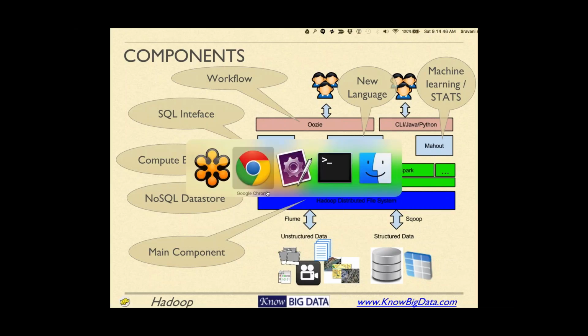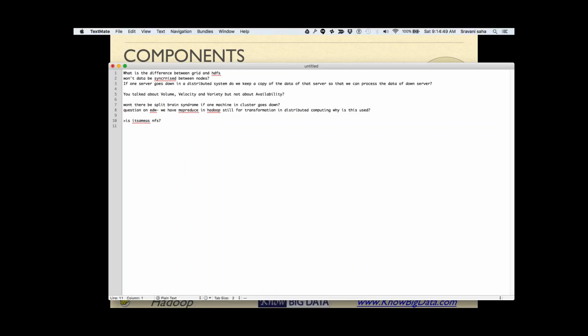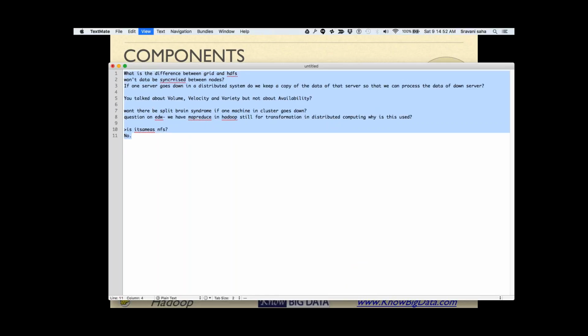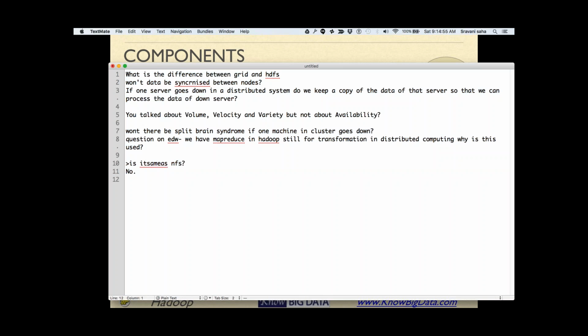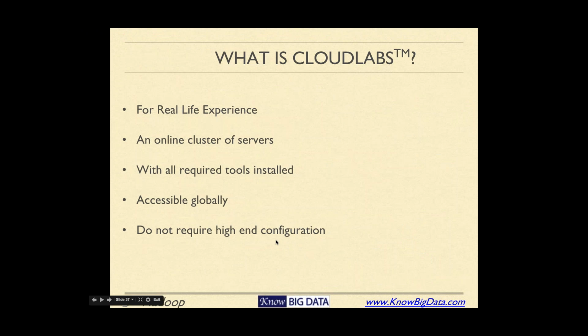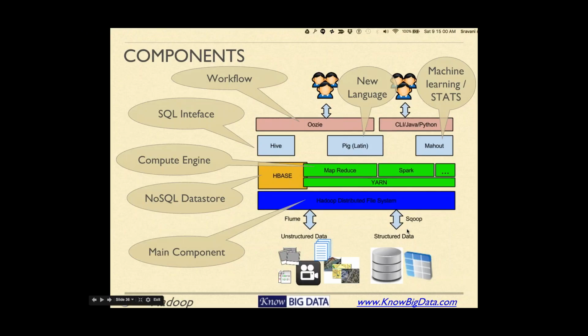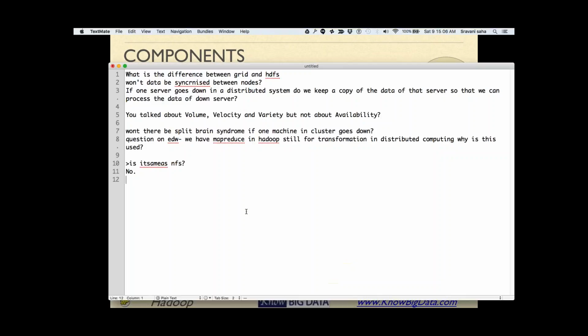Sindhu's question is, is HDFS similar to NFS? No. It is not the same as NFS, because NFS is nothing but a bunch of computers connected together in the network, and then we started storing the data from the remote. Okay, that is NFS.